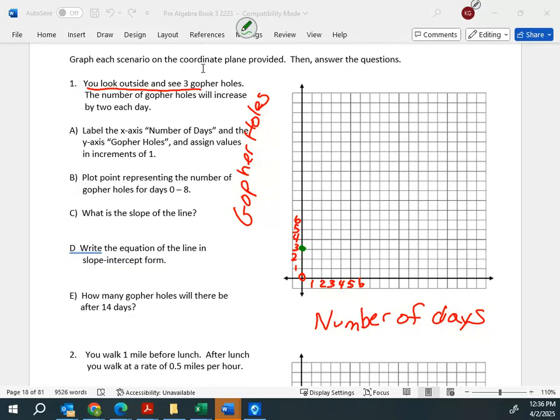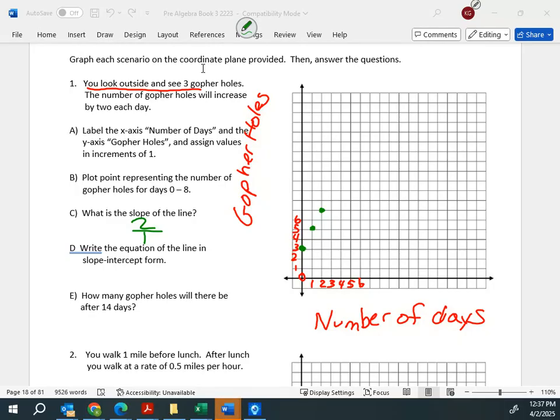On the next day, how many gopher holes are we going to see? Eleanor? 5, because it goes up by 2 each time. On the following day, we're going to see 7, right? Every day, we see 2 more. Then C says, what is the slope of the line? Beckett? Yeah, we go up 2 over 1.